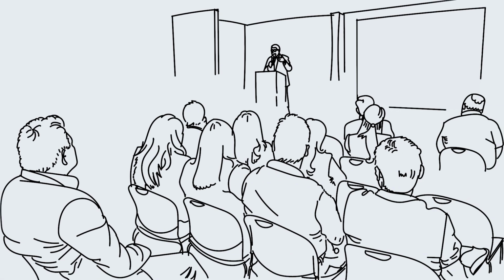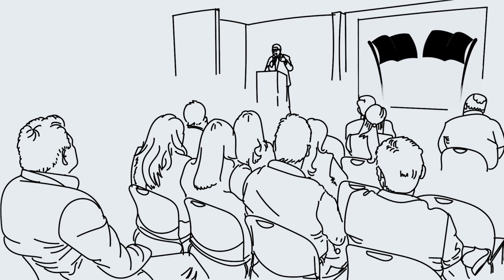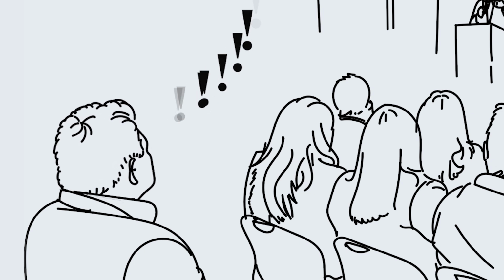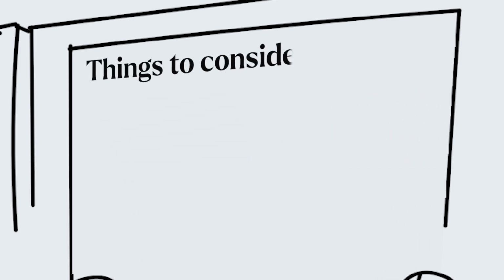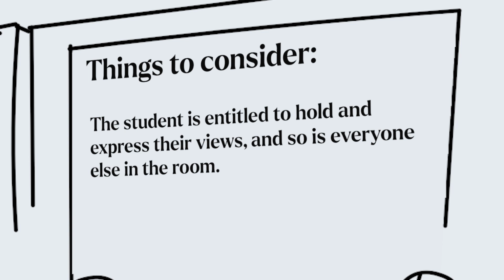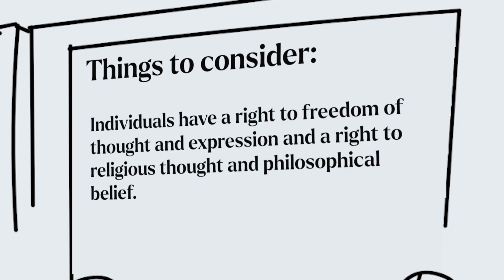Imagine there's a classroom. The topic of the lecture is a sensitive issue such as an international conflict. During the lecture, a student expresses views which the lecturer and some other students find upsetting and offensive, and which reflects one side of the conflict only and ignores the opposing views. This is what we need to consider. The university has a duty to secure freedom of speech, including in teaching settings. The student is entitled to hold and express their views, and so is everyone else in the room. Individuals have a right to freedom of thought and expression, and a right to religious thought and philosophical belief.